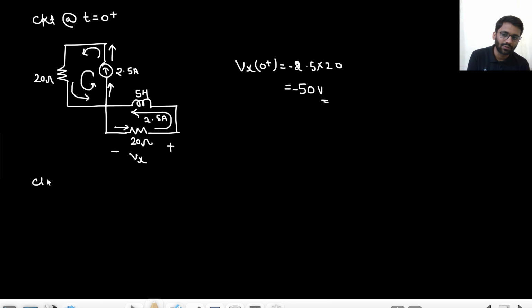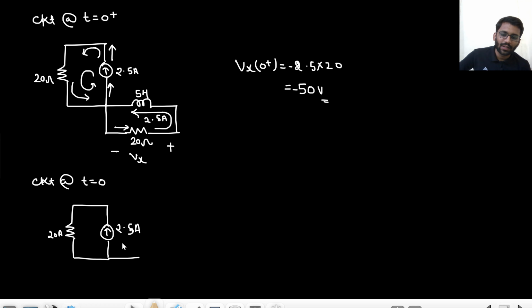What will be the circuit at t equals to infinity? This inductor will be shorted. Sorry, open circuited. Sorry, it will be shorted. 2.5 ampere. This is 20 ohm. Now this 2.5 ampere has nothing to do with this circuit. This 2.5 ampere current will always flow here.